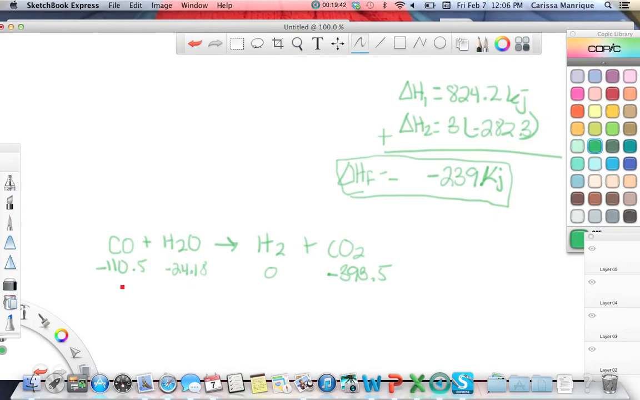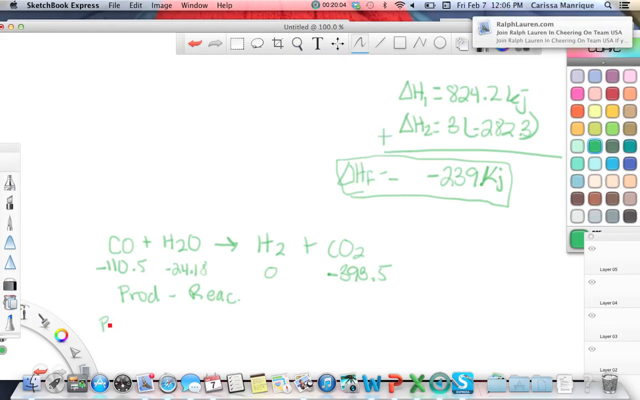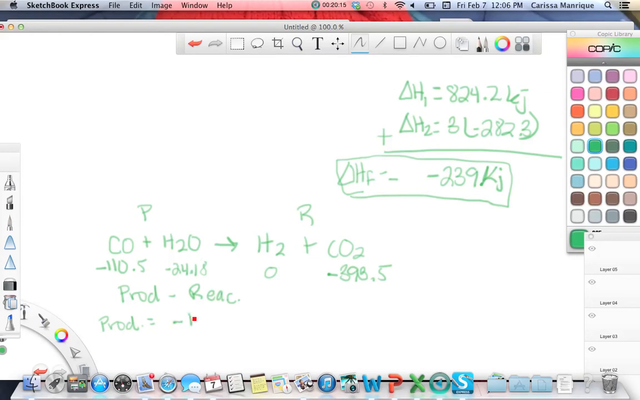Now what you do, it's products minus reactants. Okay, so what we do is we add up how much energy it takes to make these, and how much energy it takes to make these, and we subtract them to get the total energy for the whole reaction. So to make my reactants, here are my products over here, products, reactants. I have negative 110.5. Now, how many of those do I have? You say I just have one? Okay, so I just multiply that by 1.